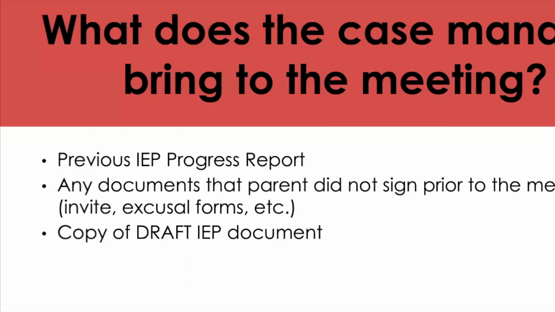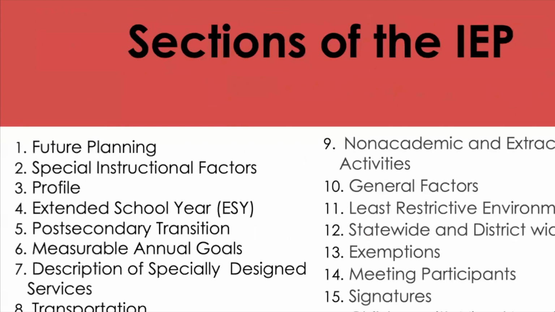The benefits of having that draft ahead of time is ensuring that parents have the chance to read through current progress, be prepared to ask any questions, and it just makes our meetings run much more efficiently. So when we think about all of the sections of the IEP, of the 16 sections, there are 14 that you will see required on every IEP that must be completed.